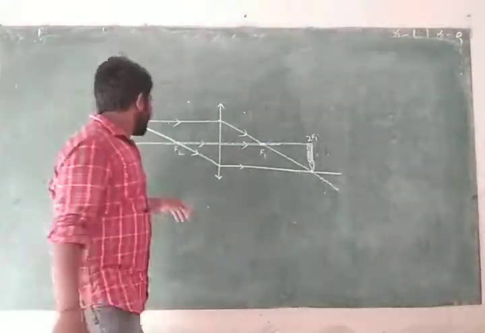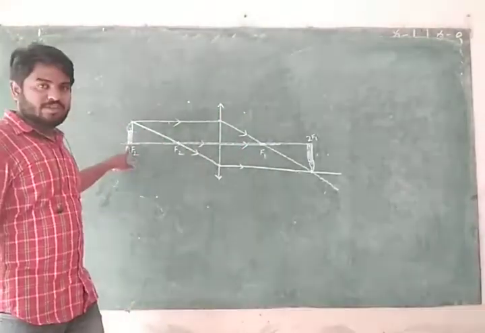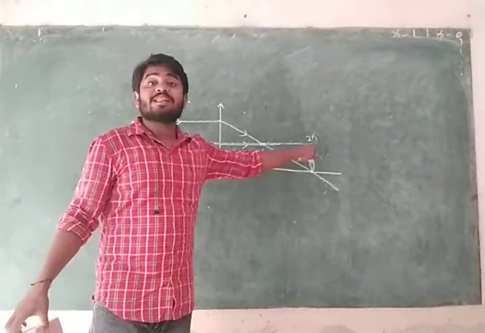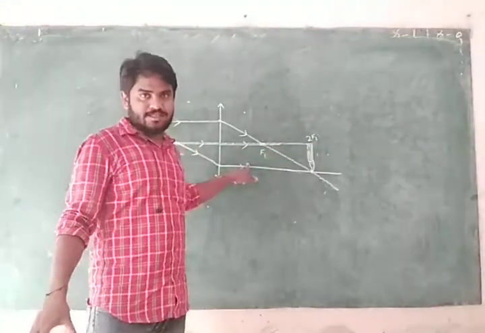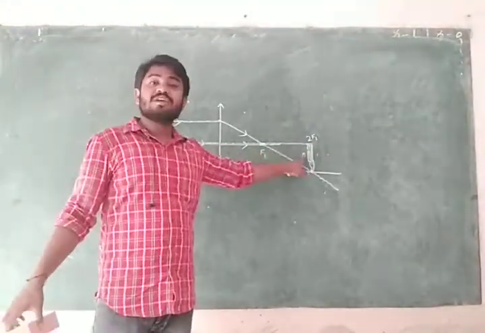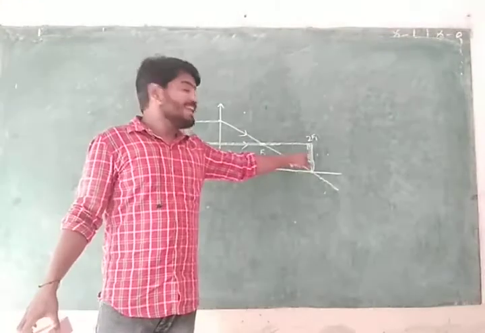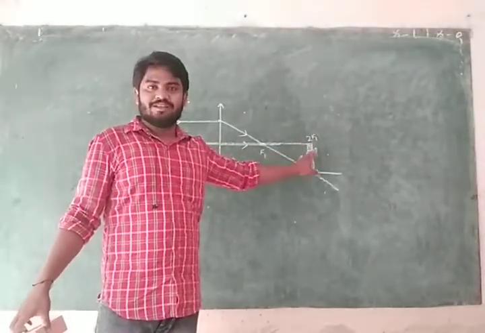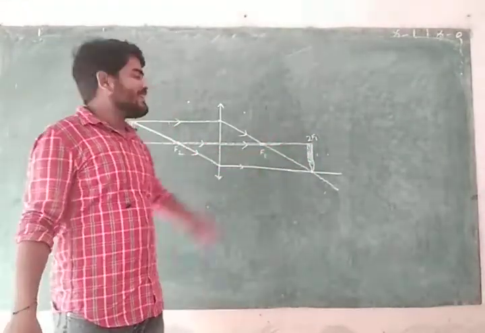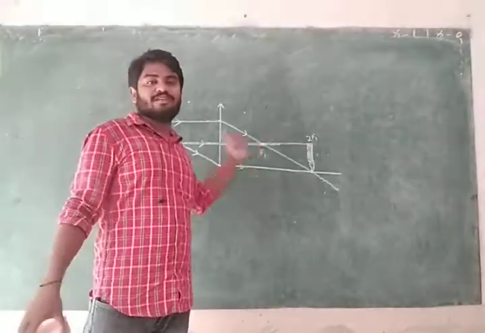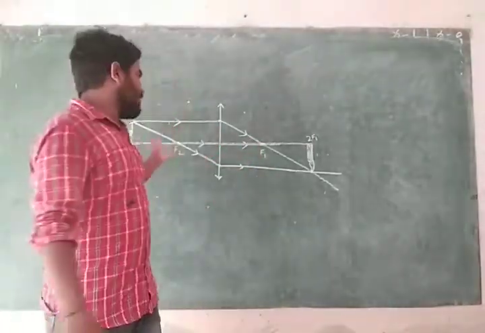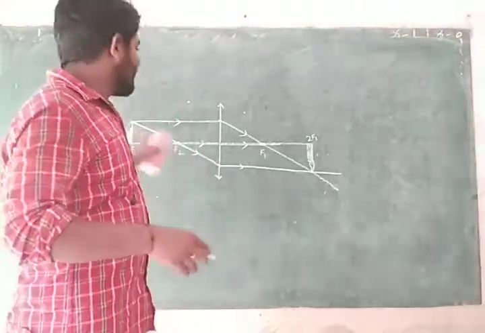Here, when the object is at the center of curvature, the image will be formed at the other center of curvature of the lens, and the image is real and inverted, the same size as the object. Clear? This is the second condition.